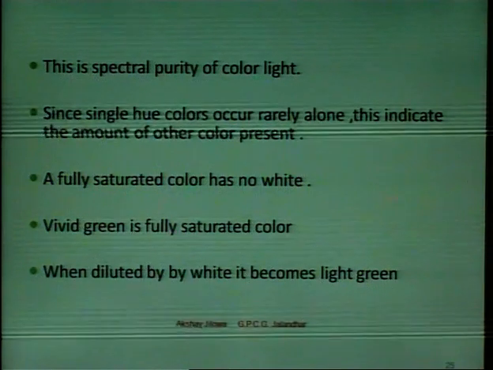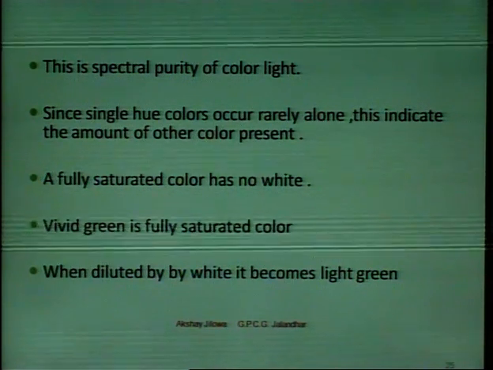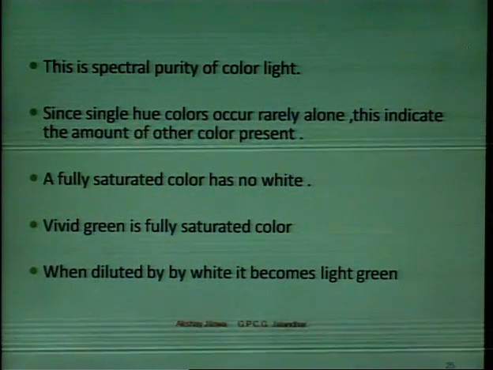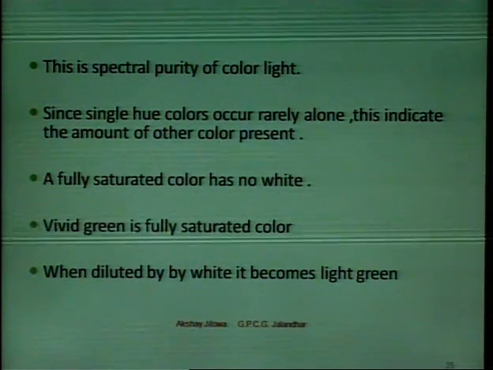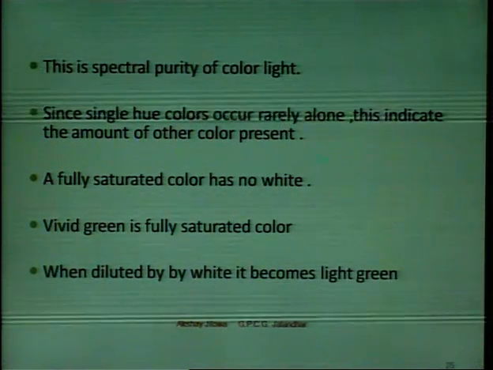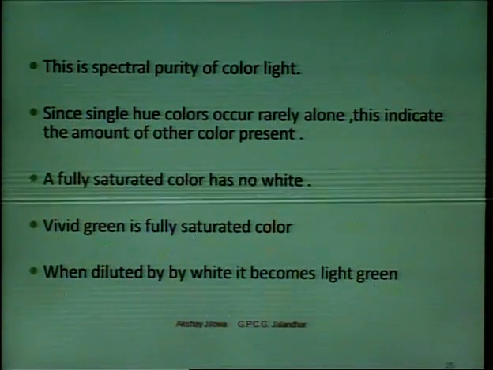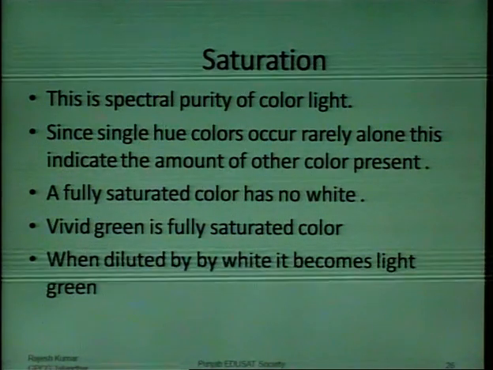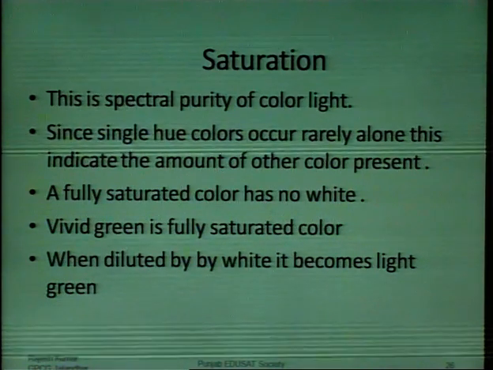If it is mixed with white, it becomes light green, it means it is not fully saturated. If we take out white from it and we are left with only green, dark green, pure green, vivid green, then we call it a fully saturated color, means it is not affected by the presence of white, or there is no white color present at all in this. So, that is a fully saturated color. This is the spectral purity of color. We already have discussed it.